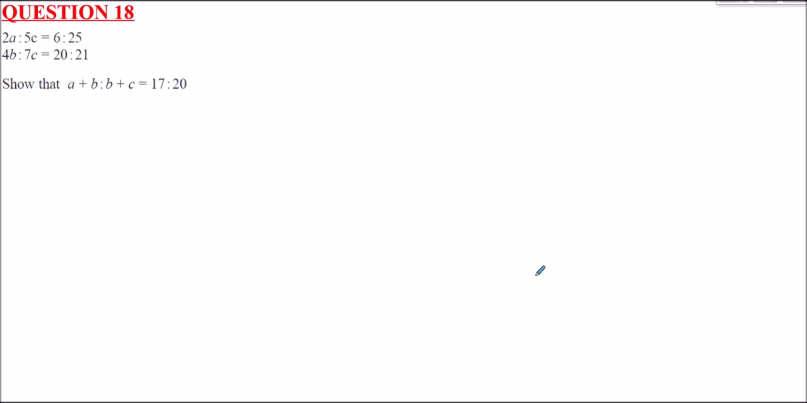First of all, I'm told that 2a to 5c is in the ratio of 6 to 25, and the ratio of 4b to 7c is in the ratio 20 to 21. I need to show that the ratio of a plus b to b plus c is one and the same as 17 to 20.